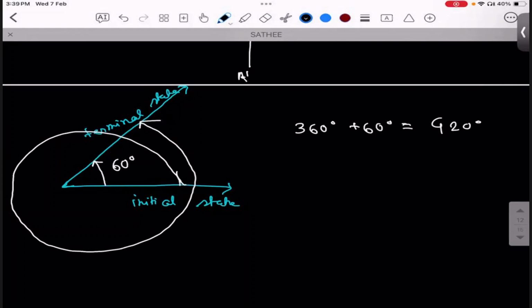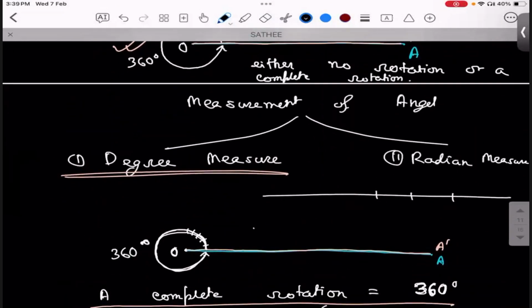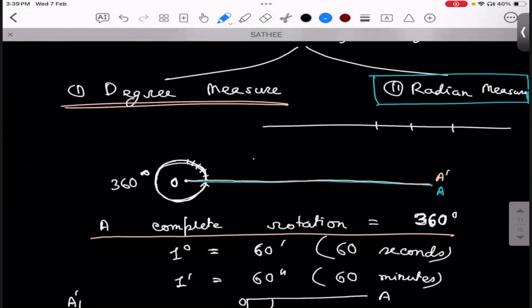Okay, so till now we have discussed degree measure. Now we will discuss what is radian measure. A very important part this is. So what is radian measure? In this case, let's just notice that we don't know how much distance is covered. We have just divided this segment equally into 360 parts, and we called each segment equal to 1 degree.